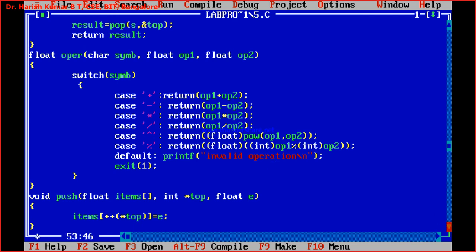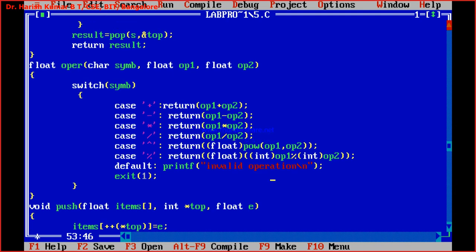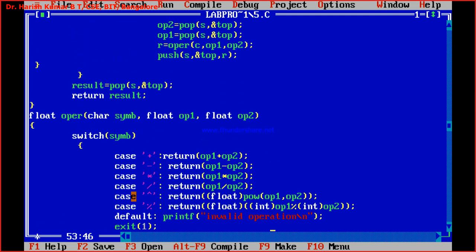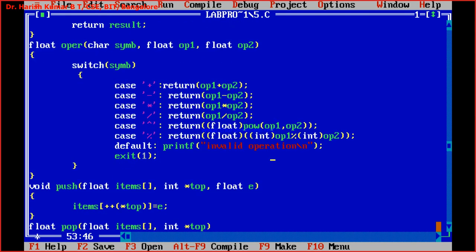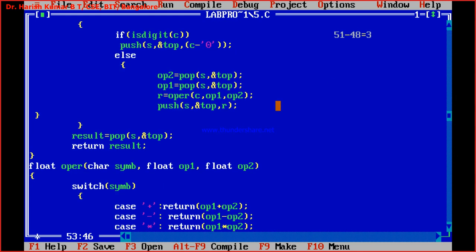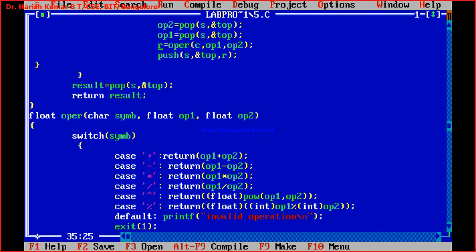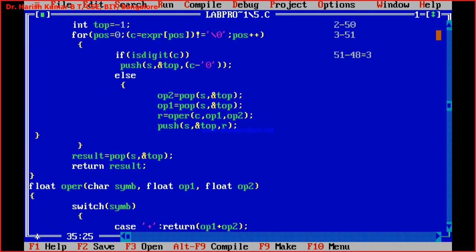Now as usual, this is what the operator function is doing. It will find the result and the result is returned. These are the results that are being returned based on the operator. And the returned result, where does it get assigned? To R. Correct, no? The returned result gets assigned to R, and what are you going to do with this result? Push it onto the stack, ampersand top and R.